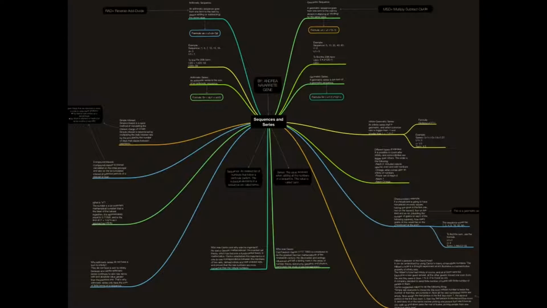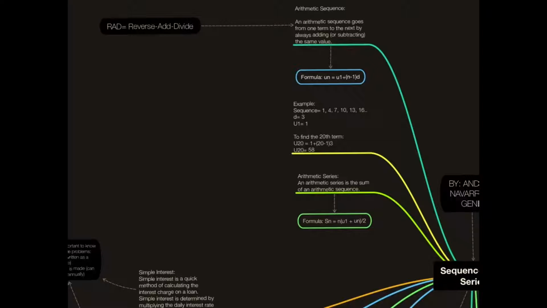To begin, I'm going to explain the arithmetic sequence. An arithmetic sequence goes from one term to the next one by always adding or subtracting the same value. The formula used to find an nth term is un equals u1 plus n minus 1 times d. Un is the term you want to find, u1 is the first term, and d is the difference.